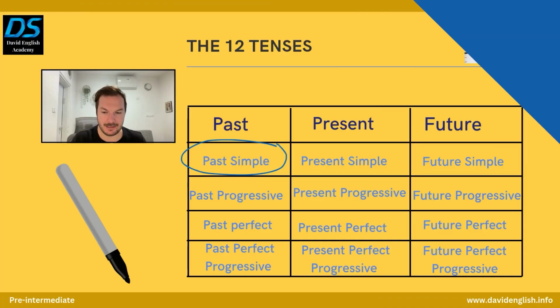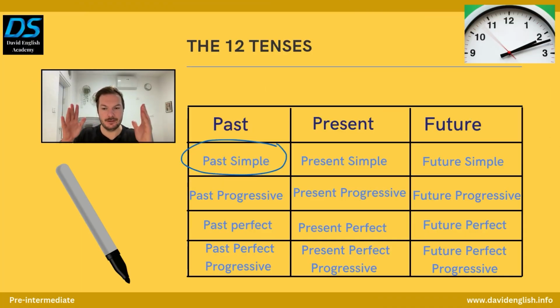Okay, a little reminder. We're talking right now about the past simple, which is right here in the corner. It's your safe zone as long as you tell me when the thing happened. If you didn't tell me when it happened, we might be in another tense.